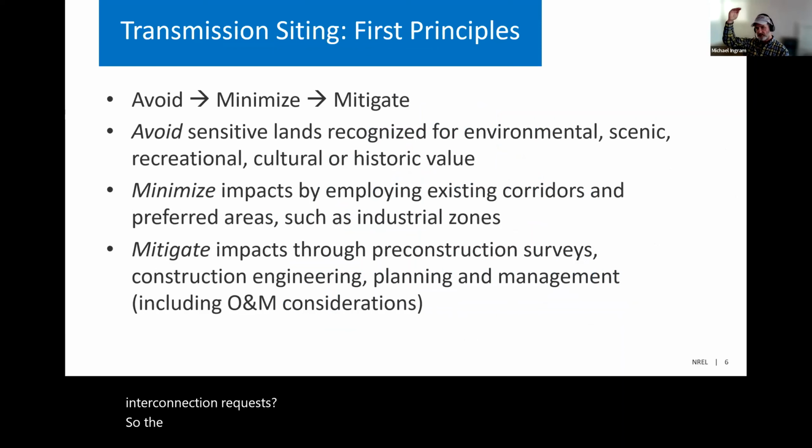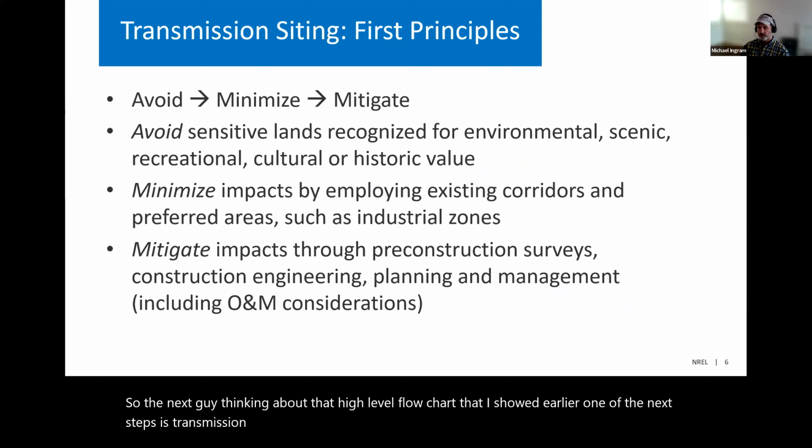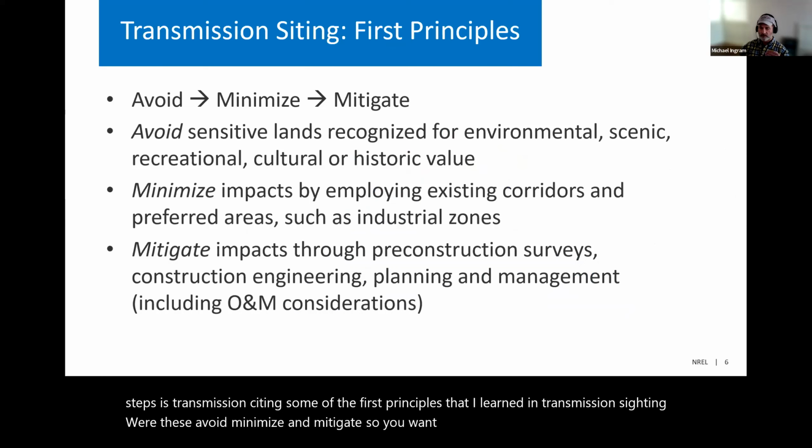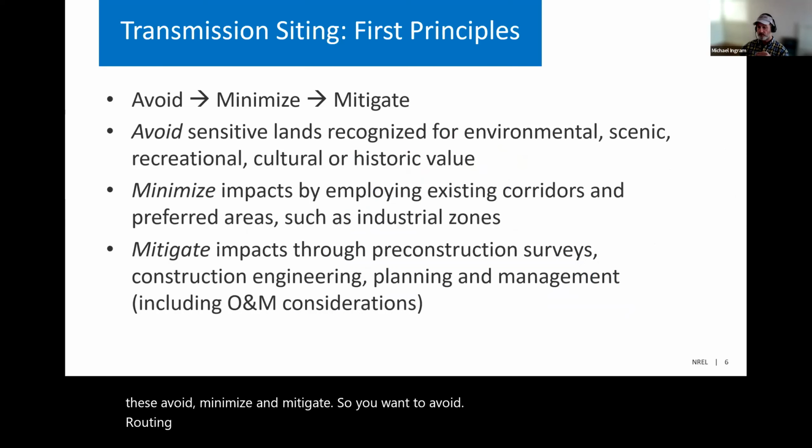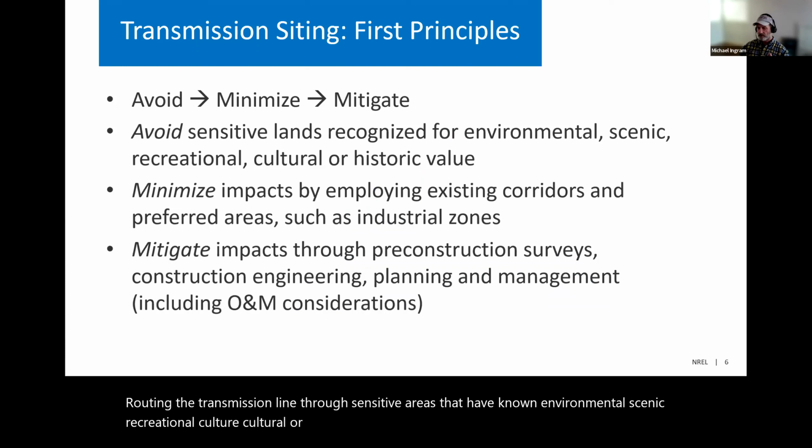Thinking about that high-level flow chart that I showed earlier, one of the next steps is transmission siting. Some of the first principles that I learned in transmission siting were these: avoid, minimize, and mitigate. You want to avoid routing the transmission line through sensitive areas that have known environmental, scenic, recreational, cultural, or historical value, because of the difficulty of getting approval for those rights of way through those areas.